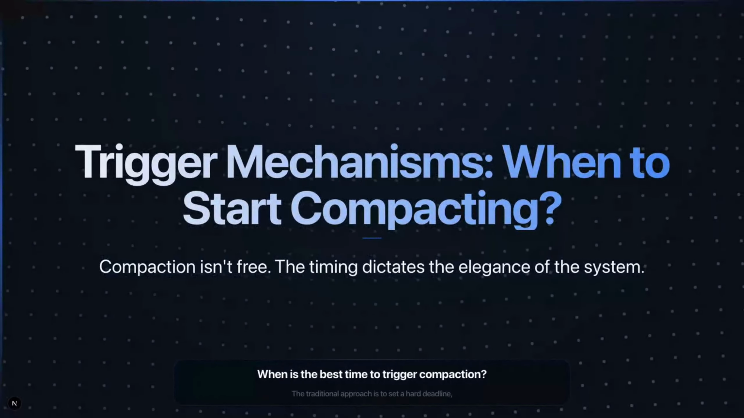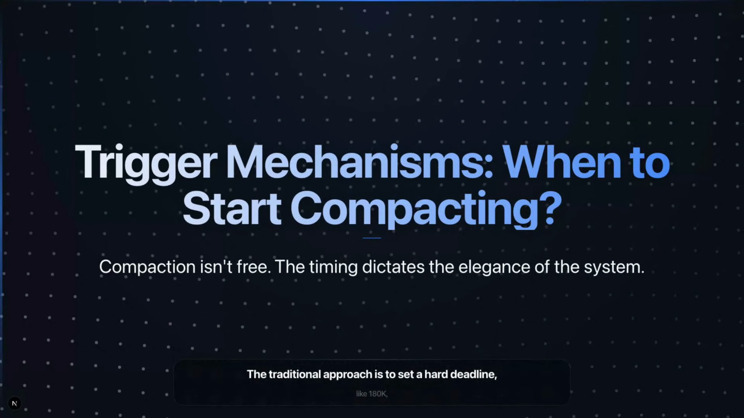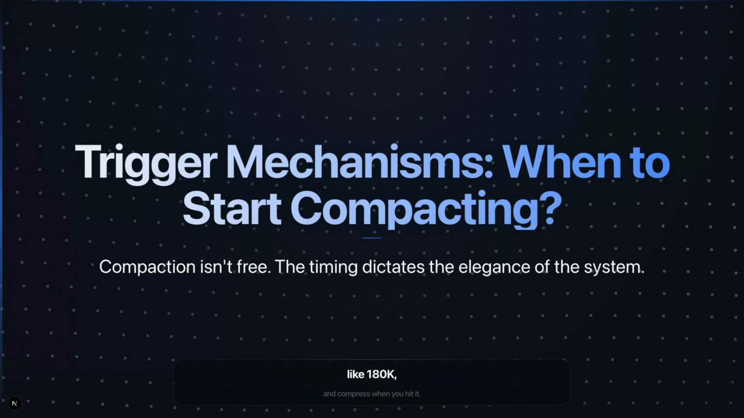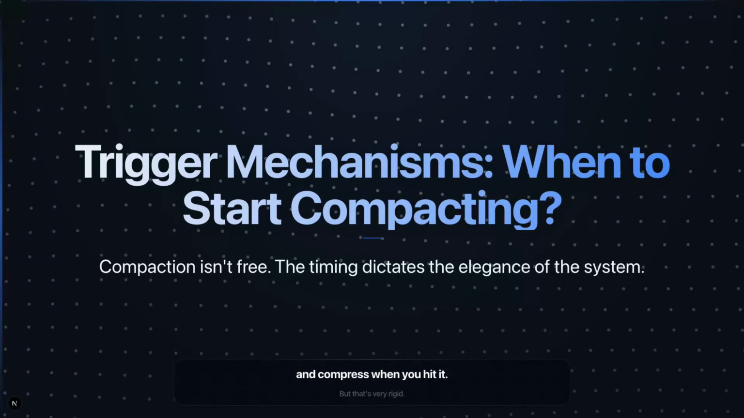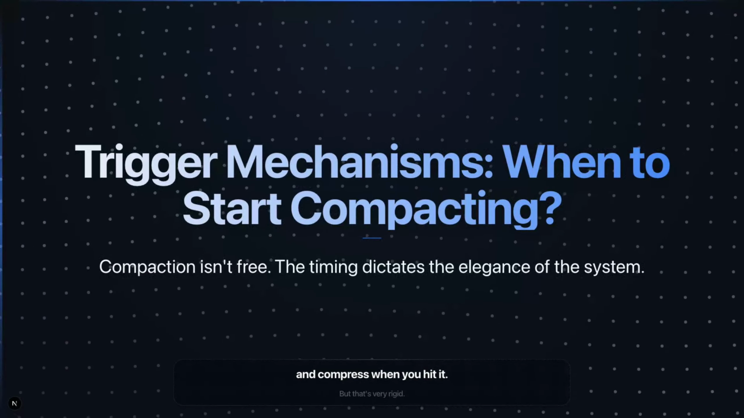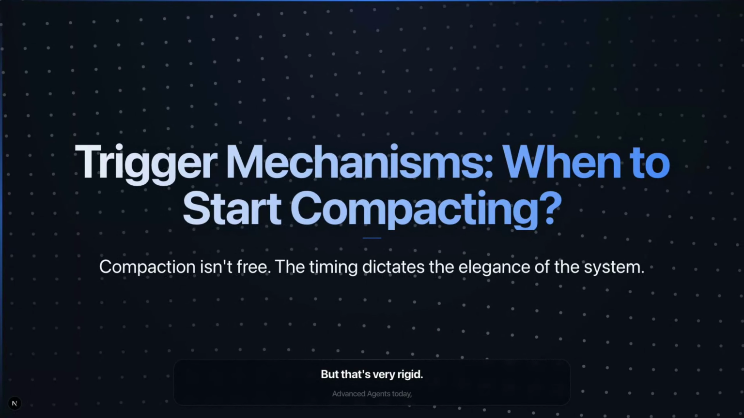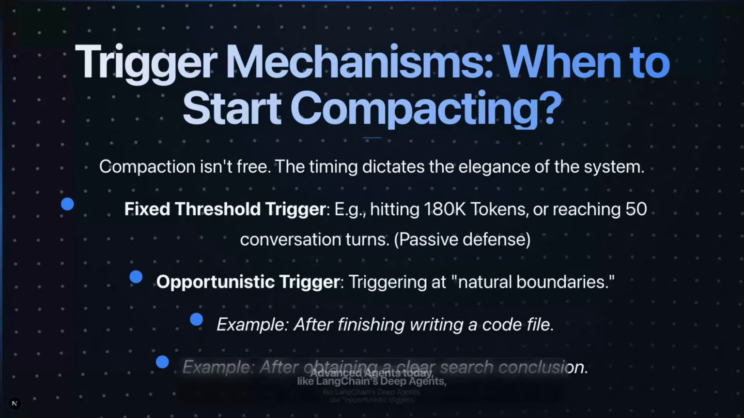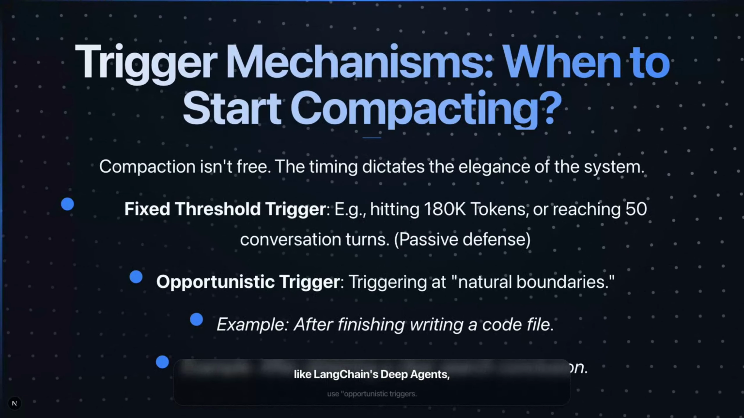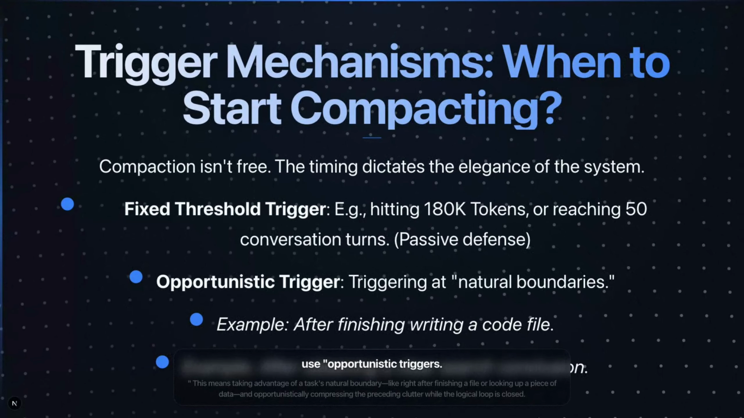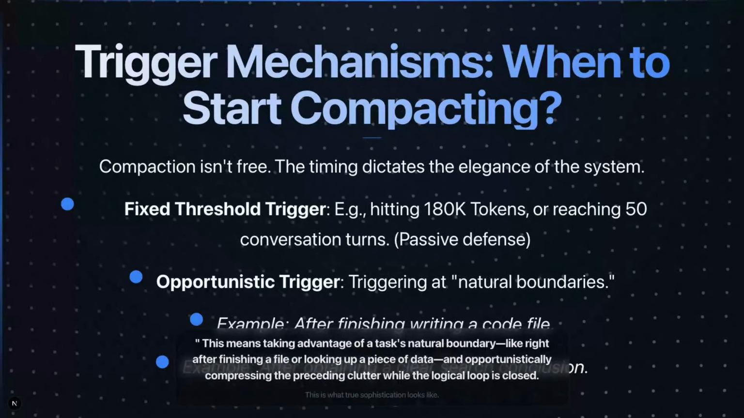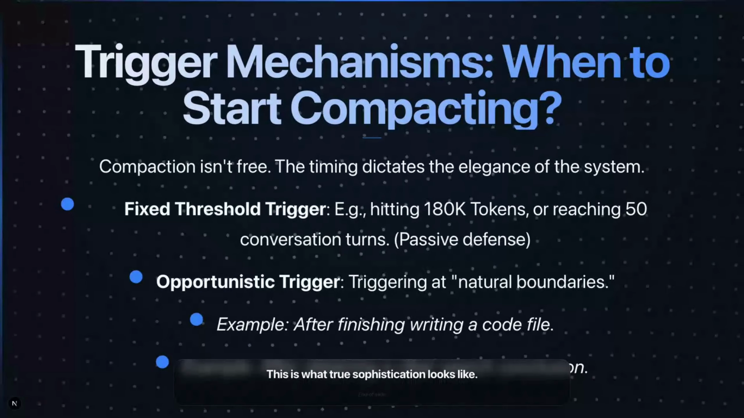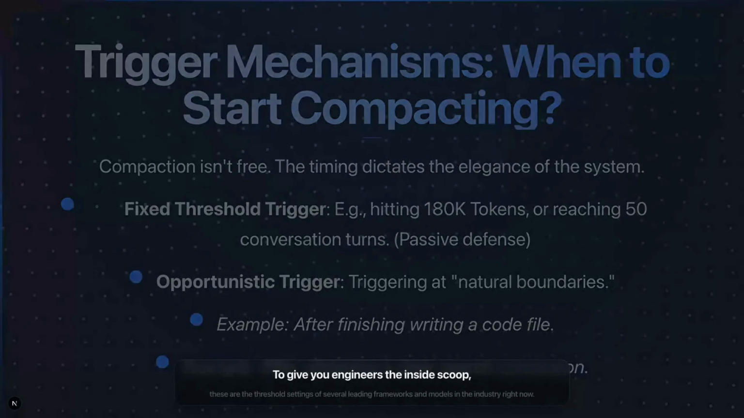When is the best time to trigger compaction? The traditional approach is to set a hard deadline, like 180K, and compress when you hit it, but that's very rigid. Advanced agents today, like LangChain's deep agents, use opportunistic triggers. This means taking advantage of a task's natural boundary, like right after finishing a file or looking up a piece of data, and opportunistically compressing the preceding clutter while the logical loop is closed. This is what true sophistication looks like.